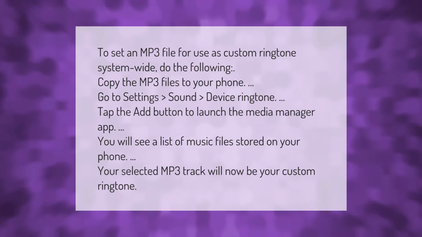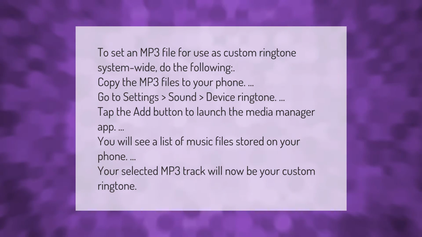Tap the Add button to launch the Media Manager app. You will see a list of music files stored on your phone. Your selected MP3 track will now be your custom ringtone.